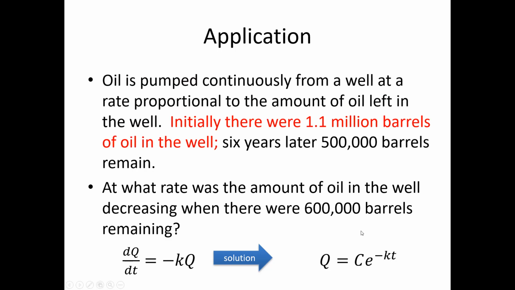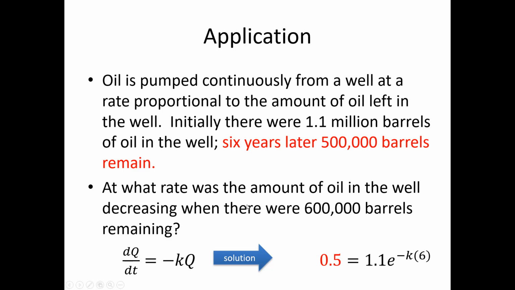If we go through the steps to solve this, it says initially, and initially is when your t is 0, so anything to the 0 would be 1. So initially, the C would be 1.1 million barrels. And then it says 6 years later, so where you see t, you're going to plug in 6 years later, this equals 0.5.